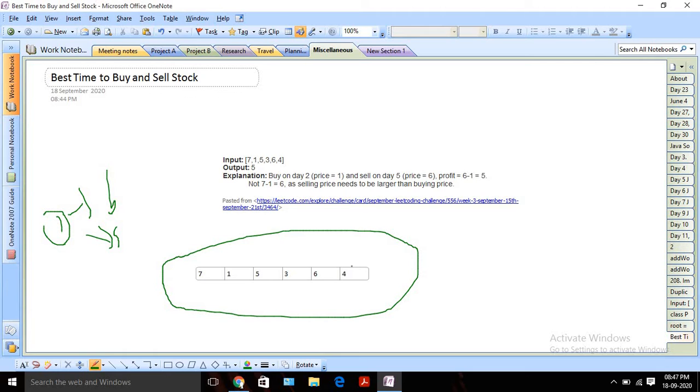If you check that, if I buy on the second day, and if I sell the stock on the second last day, then we can gain the maximum profit, right? So we buy the stock at price 1, and we are selling it at price 6. In this case our profit is 5. For these two particular days our profit will be maximum, so we need to return the maximum profit.